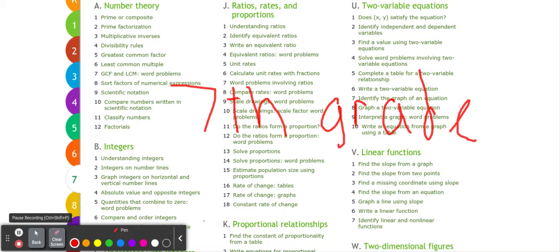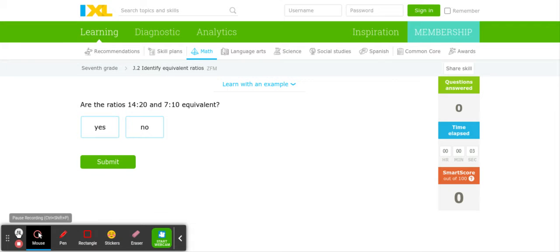Hello everyone, this is 7th grade math, and today we're going to be learning how to identify equivalent ratios. The question asks us, are the ratios 14 to 20 and 7 to 10 equivalent? The way we do this can vary depending on the way you're most comfortable with.